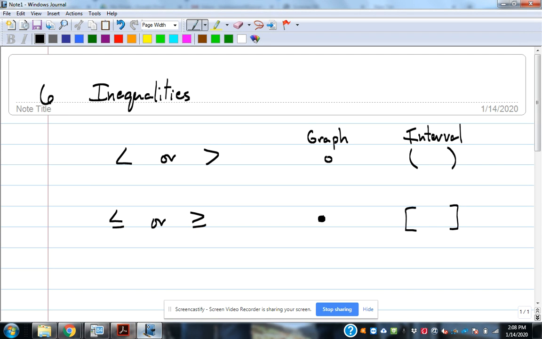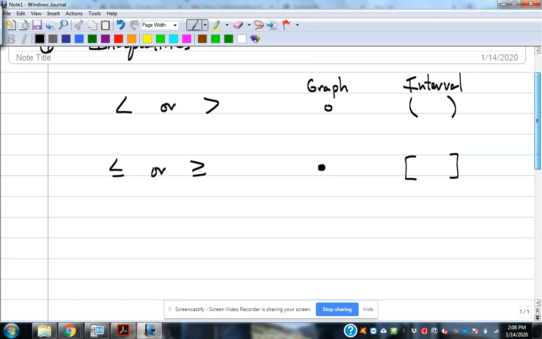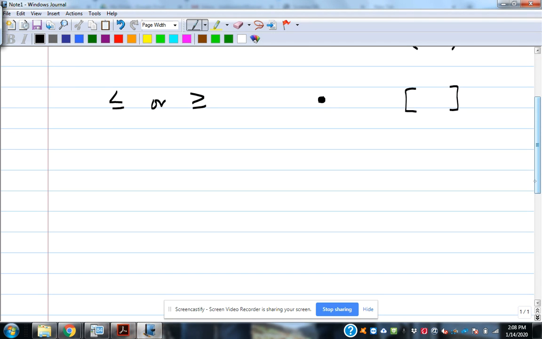If it doesn't have the equal to mark, you're going to use an open circle or open dot on the graph, and then parentheses with the interval notation. What that means is you're not including the number that's on the other side of that inequality symbol. So we're going to start with just something where we're not worried about solving it. We're just going to graph and write in interval notation.